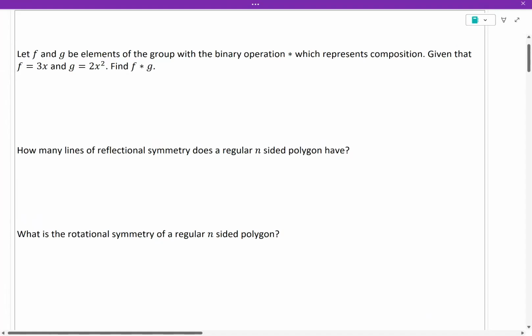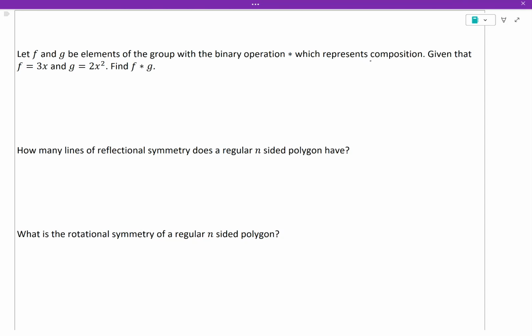Okay, in this video, we're going to start looking at the group of symmetries. Now, first off, we're just going to consider functions. So let f and g be elements of the group with the binary operation star, which represents composition, so composite functions. Okay, given that f is equal to 3x and g is equal to 2x squared, we need to find f combined with g.